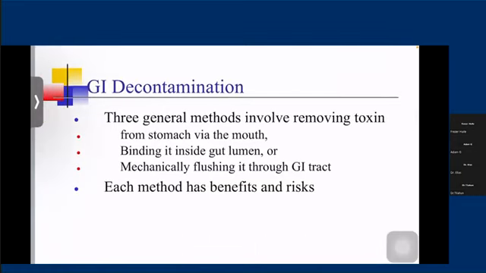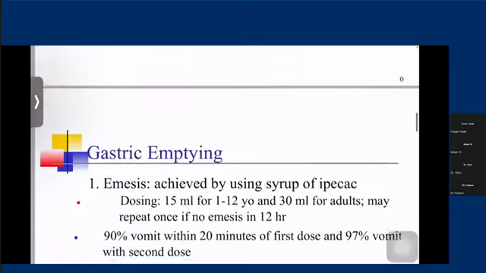So regarding GI contamination, there are 3 general methods of removing the toxins. One is from the stomach via the mouth, like vomiting or lavage, and the other is by binding it inside the gut lumen to prevent absorption. And the third is mechanically flushing it through the GI tract. So each method has its benefits and risks.